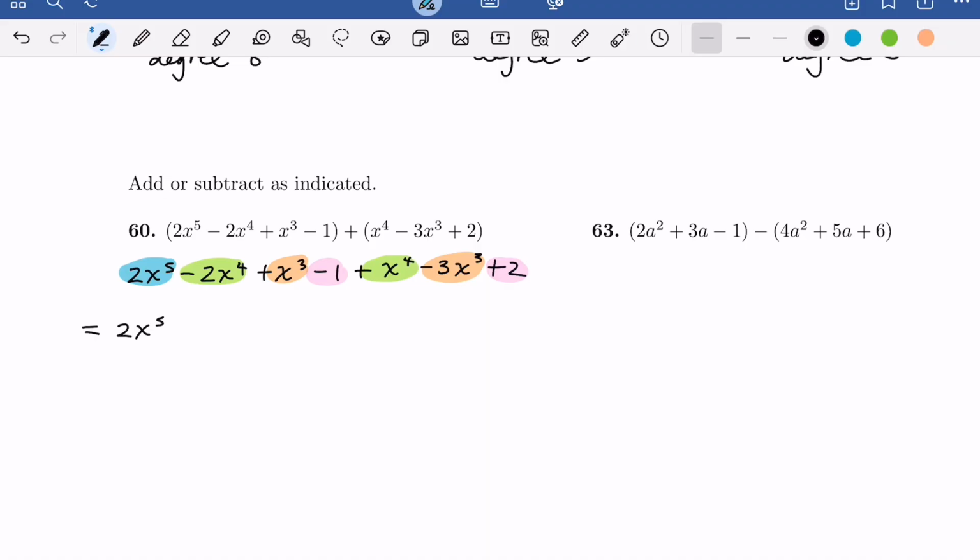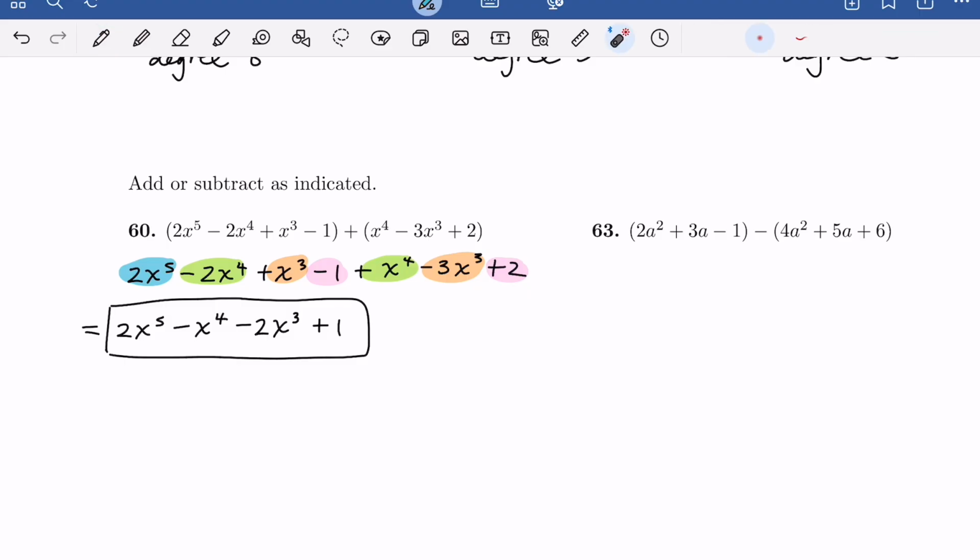So we still have this 2x to the fifth power. We can't simplify that any further, but we have minus 2x to the fourth plus x to the fourth. So that'll give us negative 1x to the fourth, or just minus x to the fourth. For this next one, we have x cubed minus 3x cubed. So that's going to give us a minus 2x cubed. And then lastly, we have a minus 1 plus 2. So that's going to give us a plus 1. And this would be our final answer here. This is the polynomial that we get when we take the sum of these two polynomials.